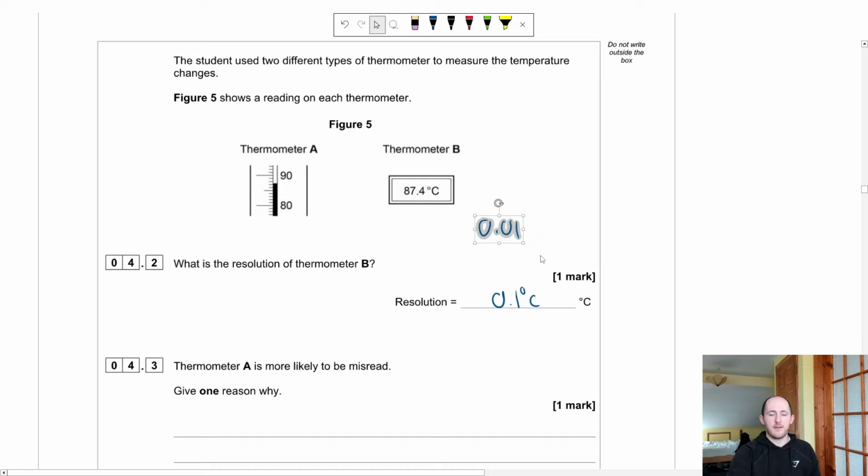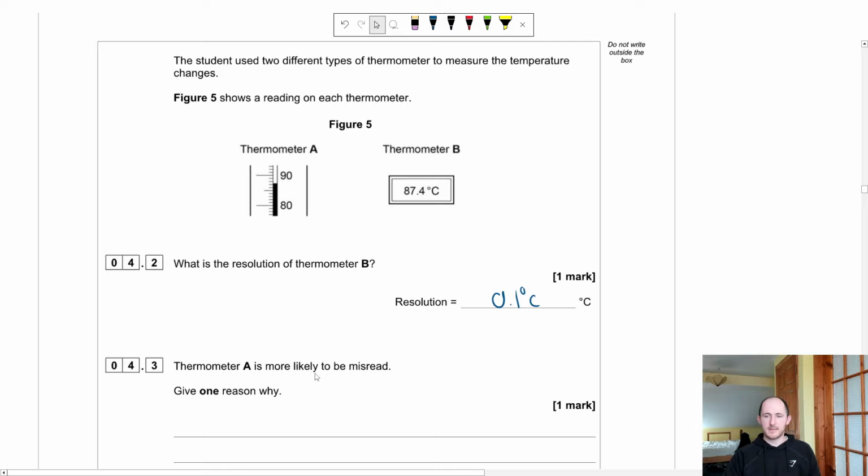So be really careful when it talks about resolution. You're looking at the smallest thing you could measure with that device. So if you have, for example, a meter ruler, the smallest thing you can measure is a centimeter. With a centimeter ruler, the smallest thing you can measure is a millimeter, and so on.